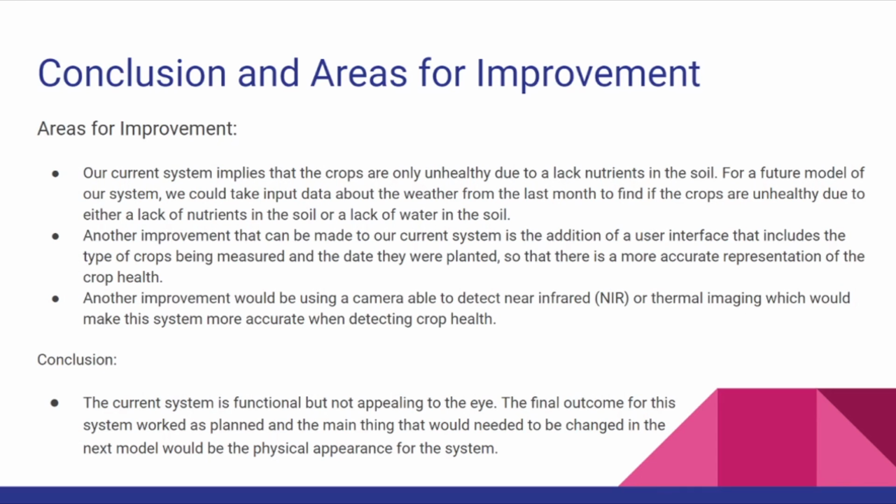Lastly, another improvement to the system would be, instead of using the RGB camera that we are currently using, to use a near-infrared thermal imaging system, which would make the system more accurate when detecting the crop health compared to an RGB imaging system. The physical system is functional, but it is not product worthy, so one thing that we would change about that is making it more appealing to the consumer's eye instead of just being functional.